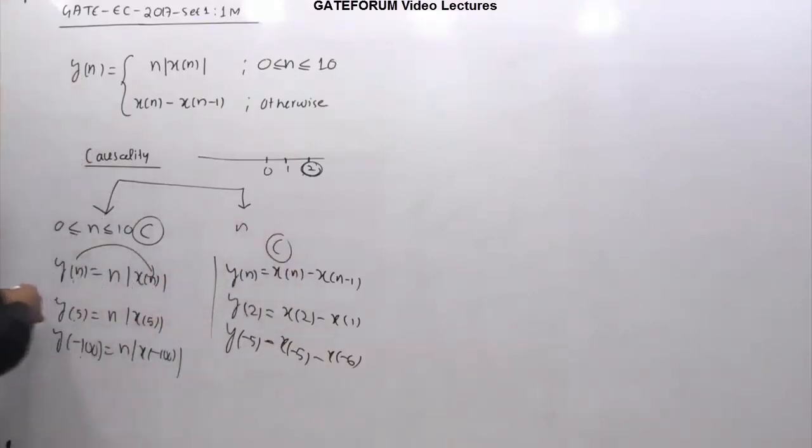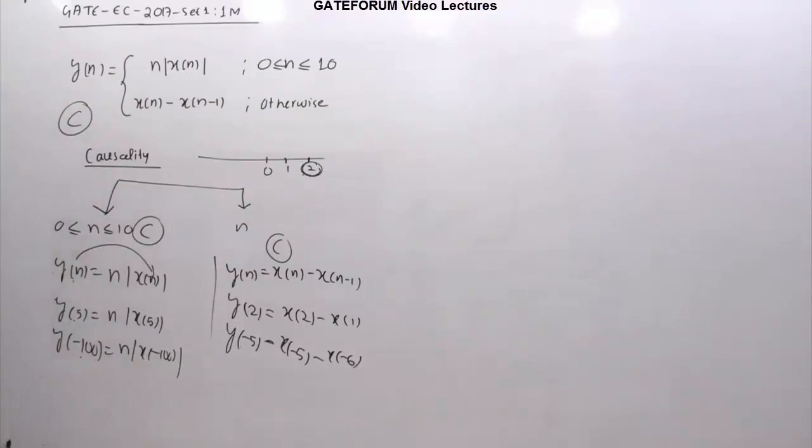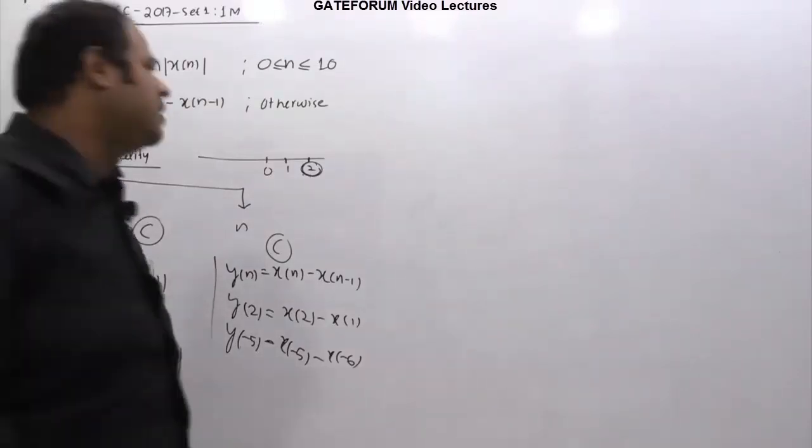So for all values of n, the output is dependent on present and past information. So this overall system is causal in nature. The first thing is confirmed, this is causal. Next I have to comment regarding stability.